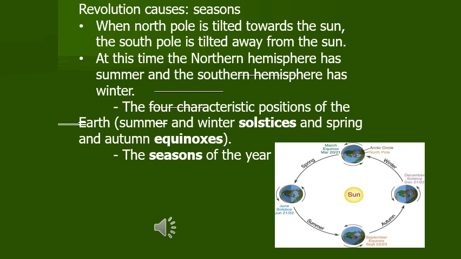Here you can observe one picture is given, that is called seasons of the year. Revolution causes seasons to us. So when the North Pole is tilted toward the sun, the South Pole is tilted away from the sun. At this time, the northern hemisphere has summer and the southern hemisphere has winter. The four characteristic positions of the earth are summer and winter solstices and spring and autumn equinoxes.